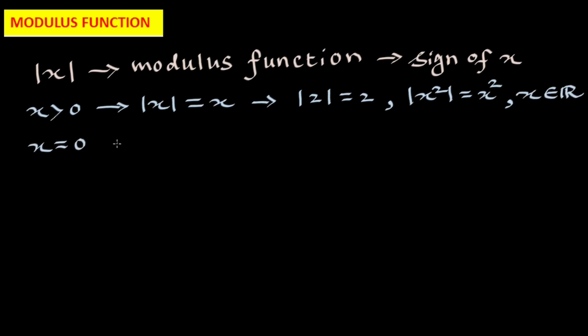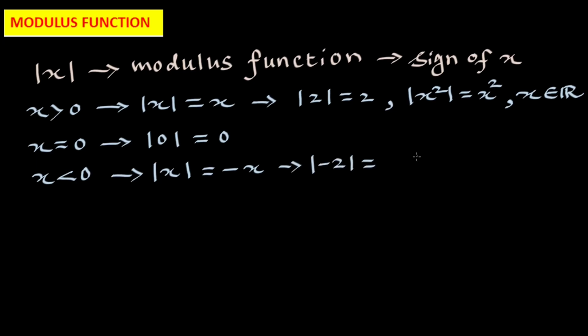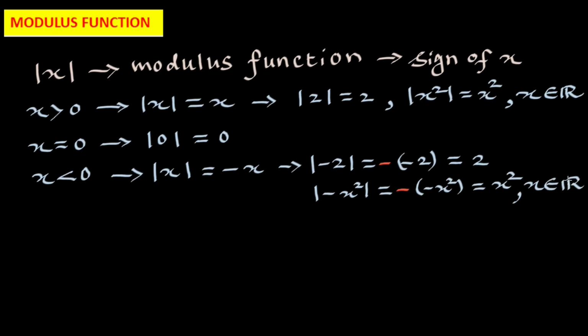If x is 0, then mod 0 is 0. And if x is negative, then mod x is minus x, which means a negative quantity comes out of the modulus sign with a negative sign attached to it. For example, mod minus 2 will come out as minus 2 with a negative sign attached to it, and hence it will be 2. Or mod minus x square will be negative of minus x square, which is x square for any x belonging to R.